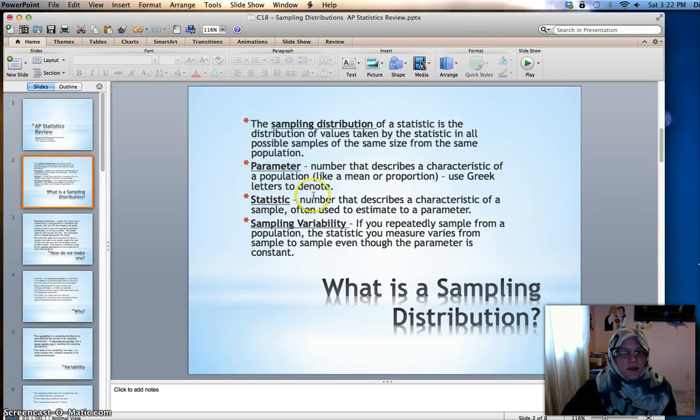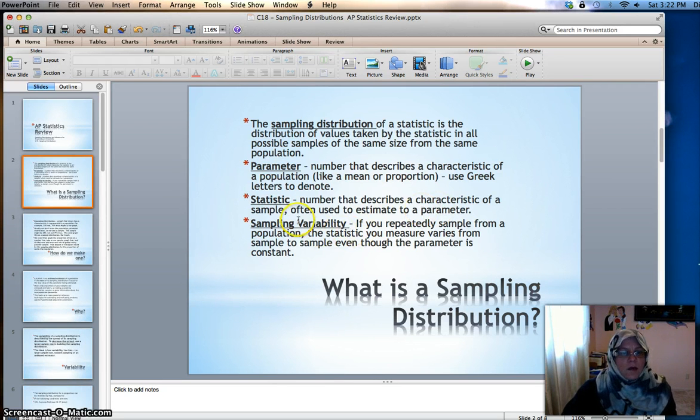A statistic is a number that describes a characteristic of a sample, such as the mean or the proportion of successes in a sample. And it is often used to estimate an unknown parameter. So we might use a sample mean to estimate the mean of a population that we don't know the true mean for.